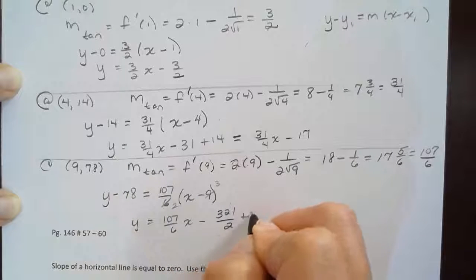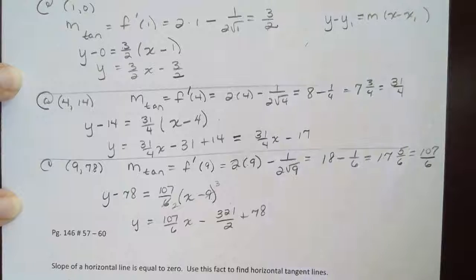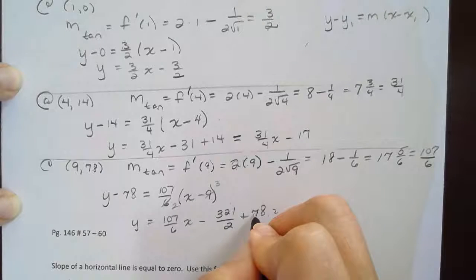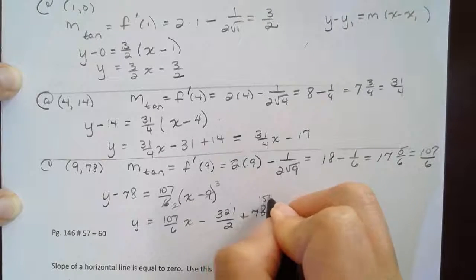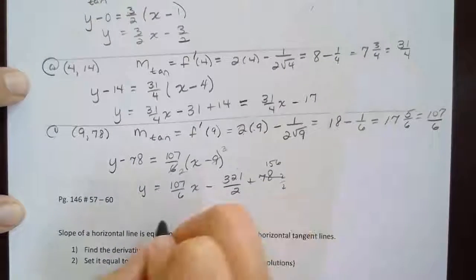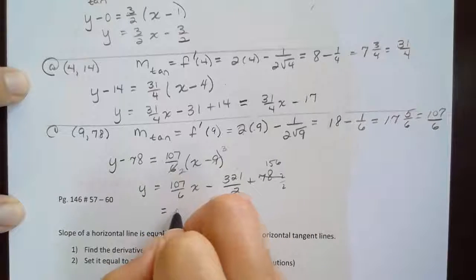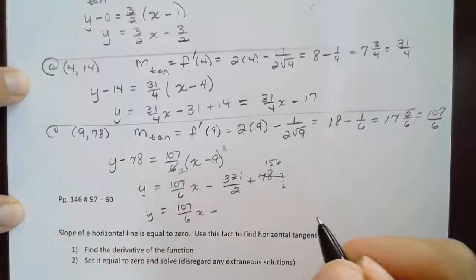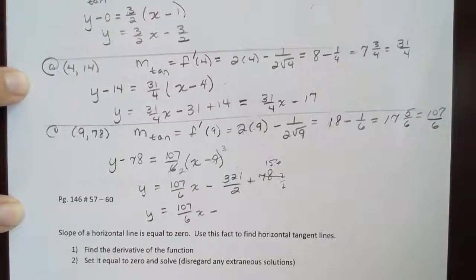halves, plus the 78. So if I want to turn 78 into halves, I have to multiply it by 2 over 2. 2 times 78 is going to be 156. Okay, so if we need to do a little arithmetic here, y is going to be equal to 107 over 6 x minus, let's see, if we want to make 321 out of 156, we're going to have to add 165.